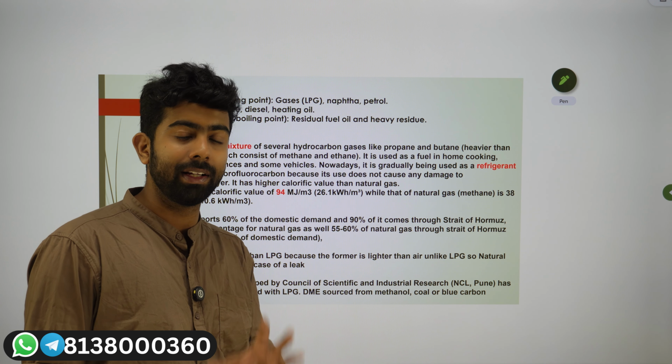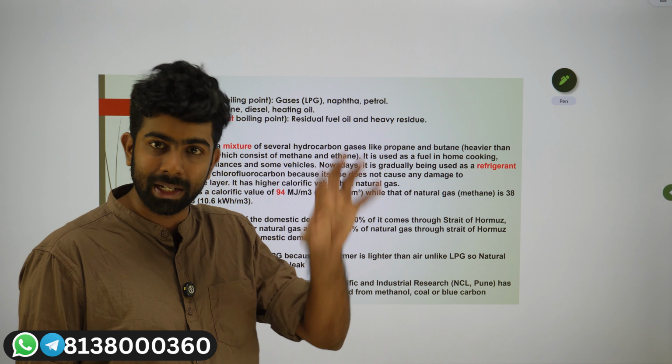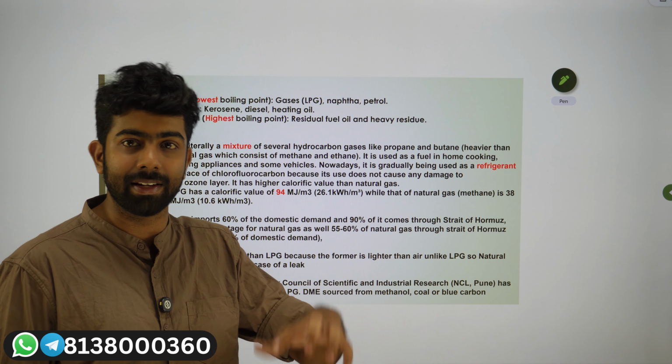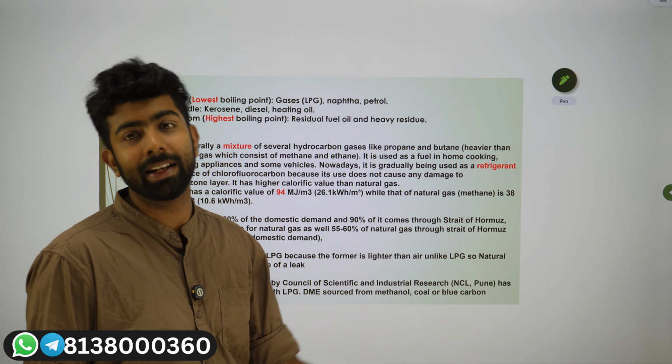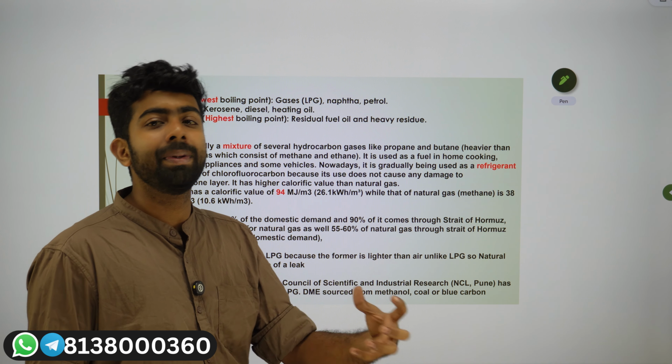So since it is heavier, whenever there is a leak, the LPG will settle down at the lower layers of the air. Right, which causes a safety risk because they are obviously inflammable. They will easily combine with oxygen to release heat. Since they are heavier, they won't disperse easily. But natural gas, since it consists of methane and ethane, is lighter and can get easily dispersed. So compared on safety, LPG is not as safe as natural gas.